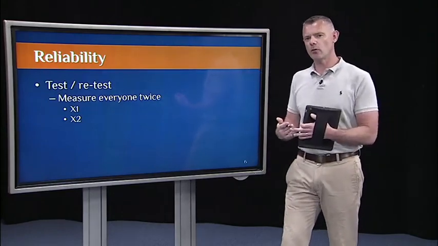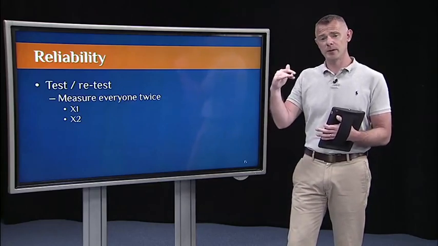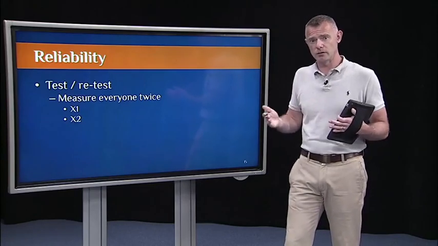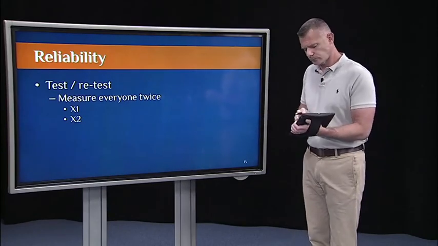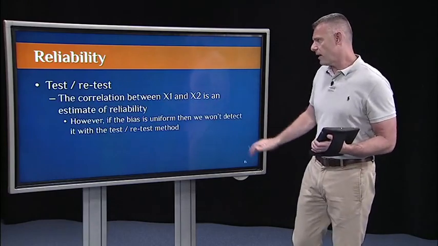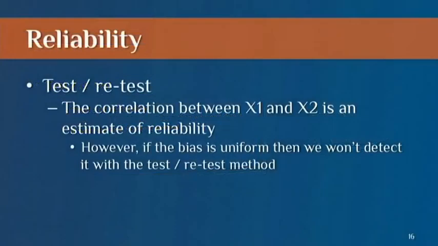So that's why it's so critical to have strong, high reliability estimates, because they limit how high your correlations can go as you do correlational studies. So with this test-retest method, we just look at the correlation between x1 and x2. The only problem with the test-retest method is it wouldn't detect the systematic bias in the instrument, right?